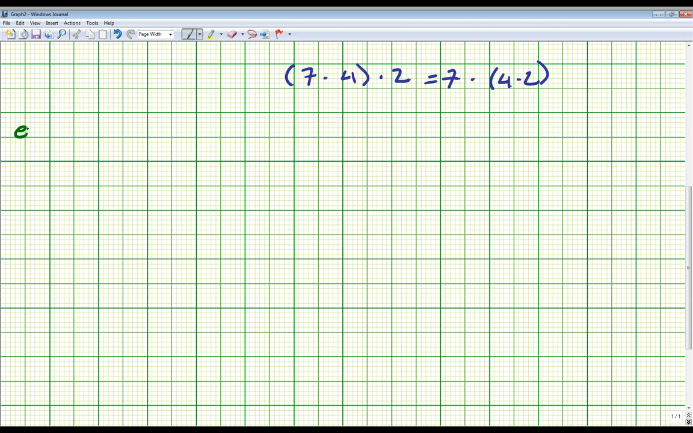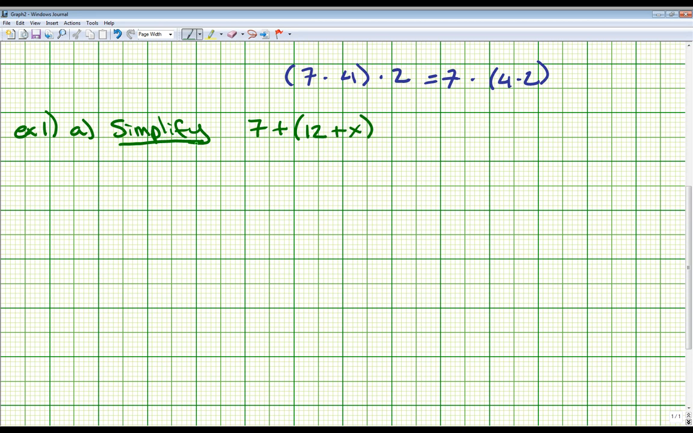So example 1. This one has 3 different items next to it. Example 1a says simplify the expression. So I'm going to write the word simplify. That's the action we're going to take with this expression. The expression says 7 plus parentheses 12 plus x.